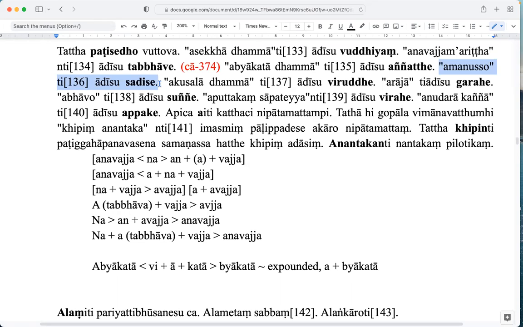So any being that is not human. But actually, according to the literal sense, it is sadisa: they are not human, but look like human. So that is why amanusa does not mean anything non-human. They are like human, but not human. So here it is sadisa.